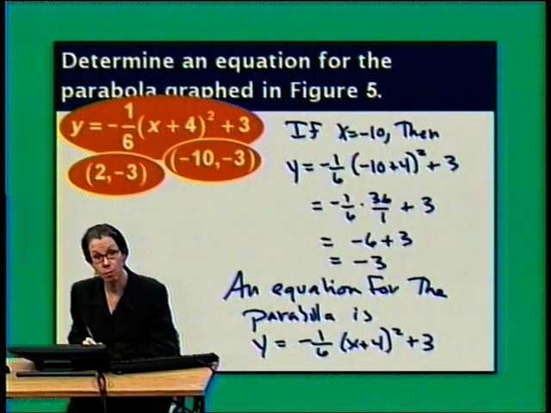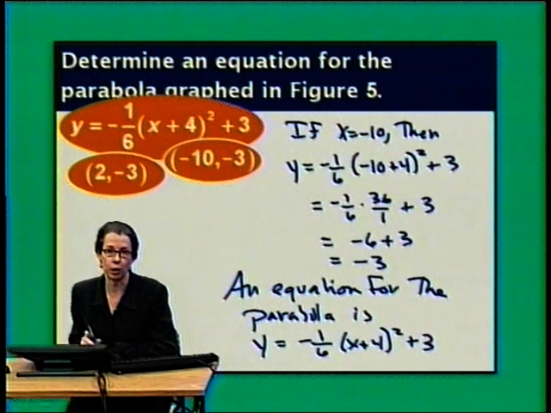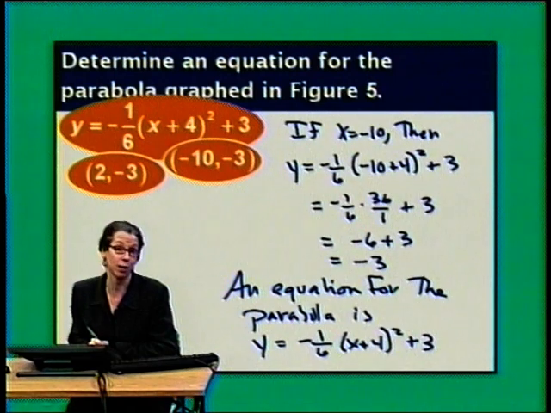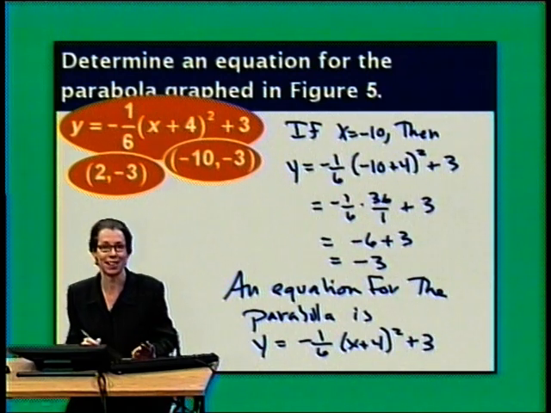So we're going to take just a minute to summarize our strategy. But before I do that, I just want to point out that it was just a coincidence that a was a fraction in all of these examples I did in vertex form. You may do some problems where you'll come up with an integer value for a as well.